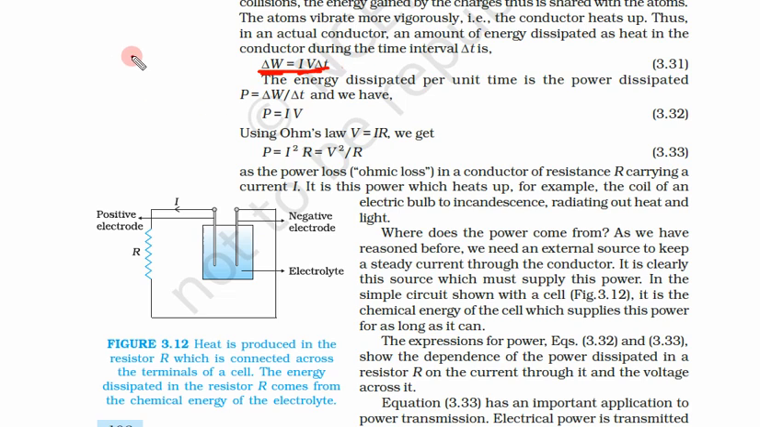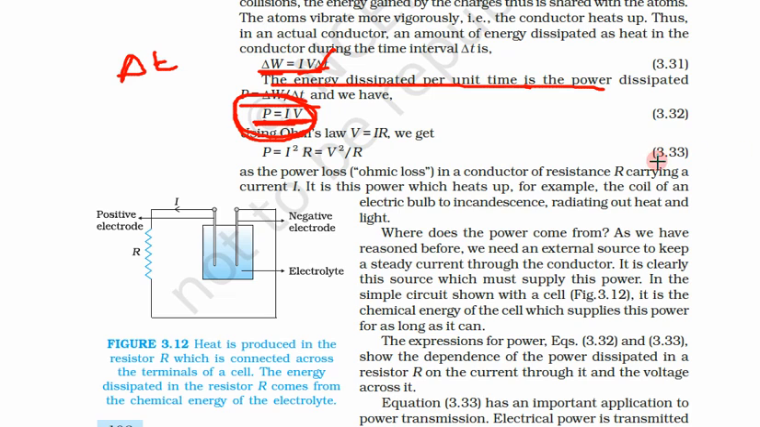Now energy dissipated per unit time is called power. What is power? Energy per unit time. So what is power? Energy dissipated per unit time. So delta W upon delta T, if we divide it by delta T, it is simply IV. So power consumed in a circuit is always IV, current into voltage. So this is power consumed in a circuit.